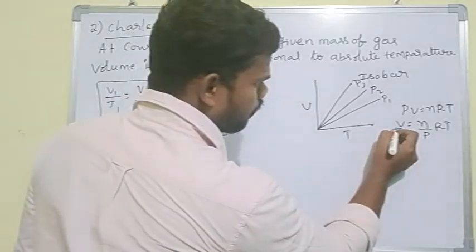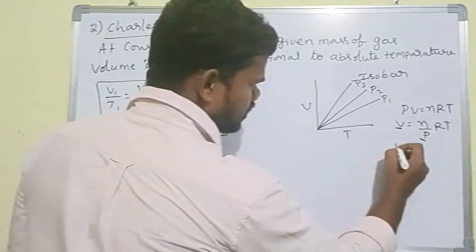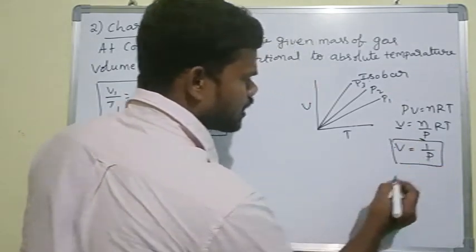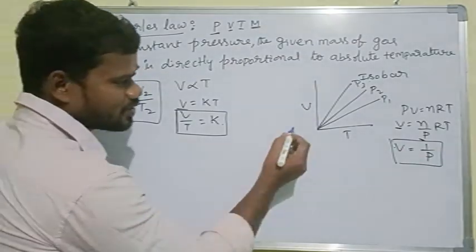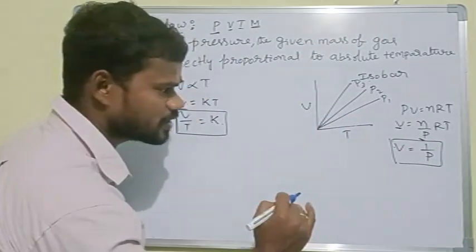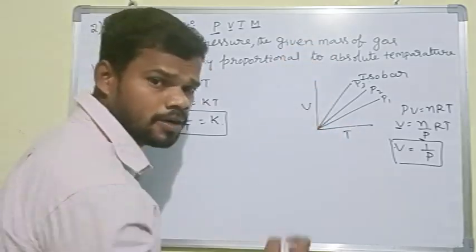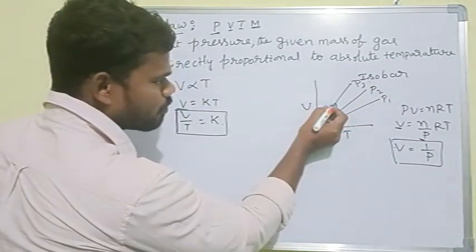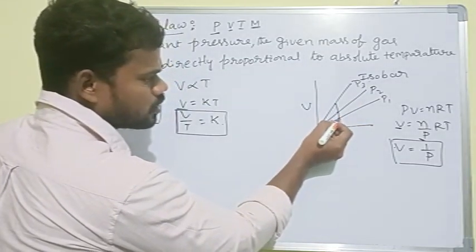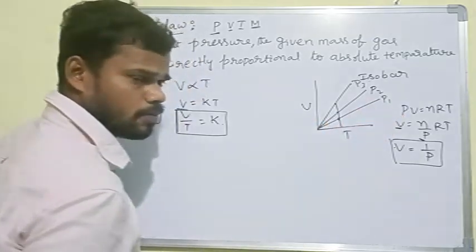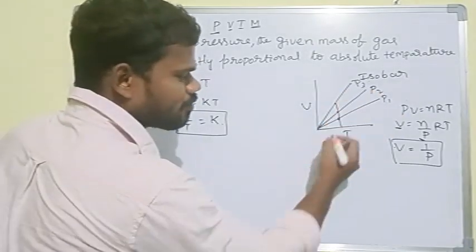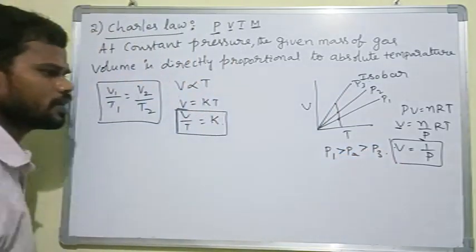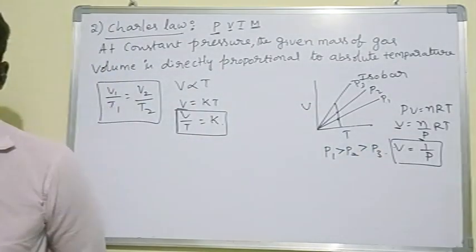So you can observe the volume and pressure. For 1 mole of gas, V is proportional to 1 by P. So volume and pressure are inversely proportional to each other. The one with more volume has less pressure, and the one with less volume has more pressure. If you cut the graph from here, at this point we have more volume than at this one, so this one has less volume and more pressure. So the correct order for the pressures is P1 is greater than P2, which is greater than P3.